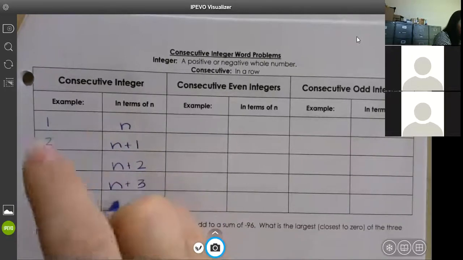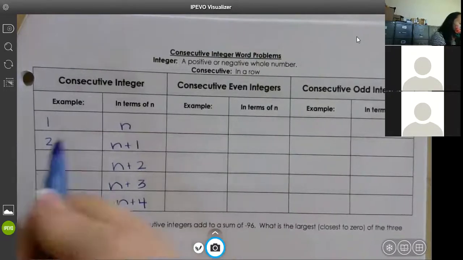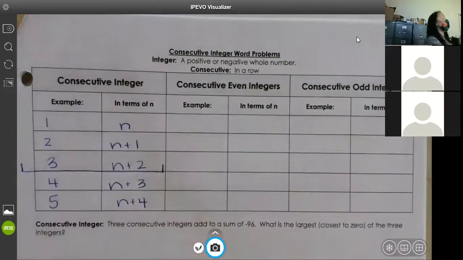Now listen carefully on your homework, and I've never seen an EOC question that goes past 3 consecutive integers. So typically what you're going to get is right here. Okay, n plus 1, and n plus 2.